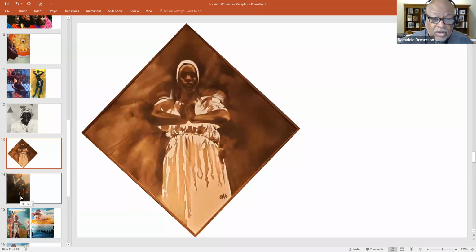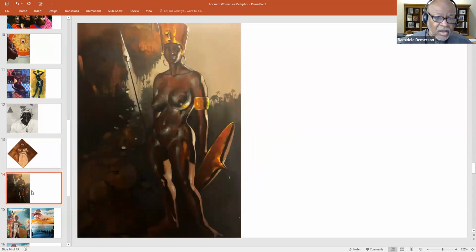Now we're going to go to the fourth part. We focused on mothers, we focused on artists, and we focused on healers. And the next area would be warriors. Now, John painted many warriors and many different types of warriors. Lockhart honored and praised the warrior who had many guises, but who always had a self-determining spirit.